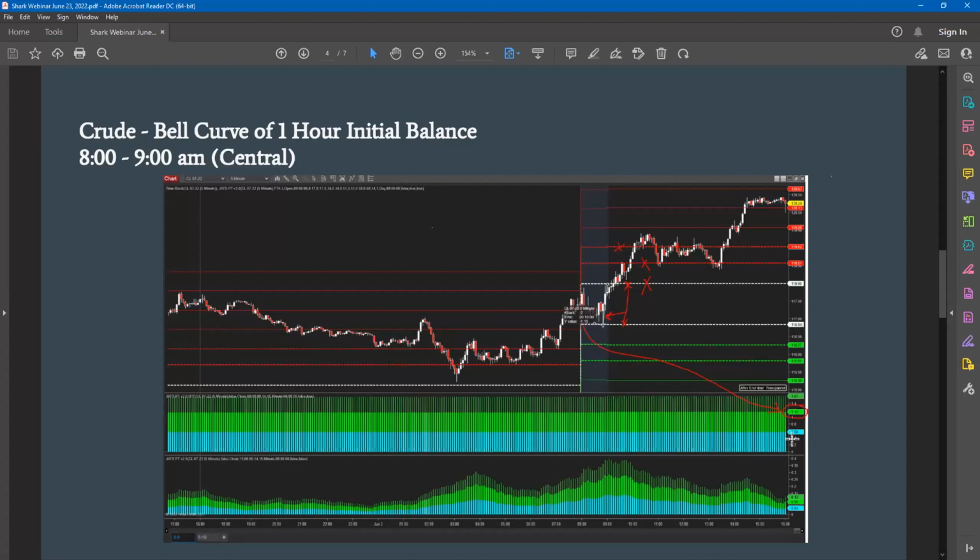Again, knowing that 0.58 would be 1/2 of the distribution of the inside of the 34, and I could use that as a goal to trade to or as my risk, depending upon what time frame I was trading of the 1 hour IB.